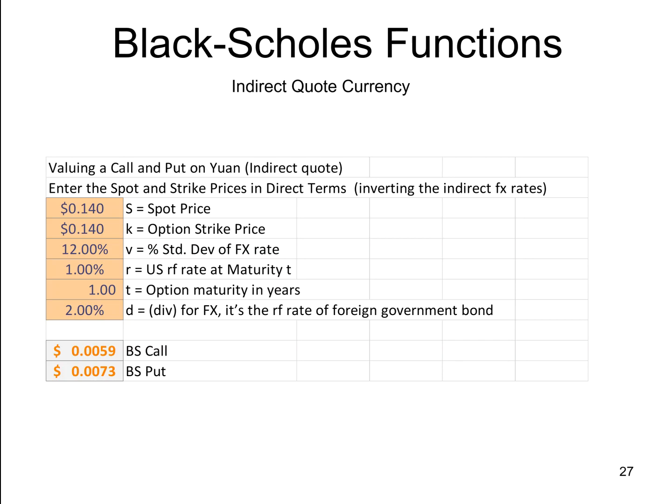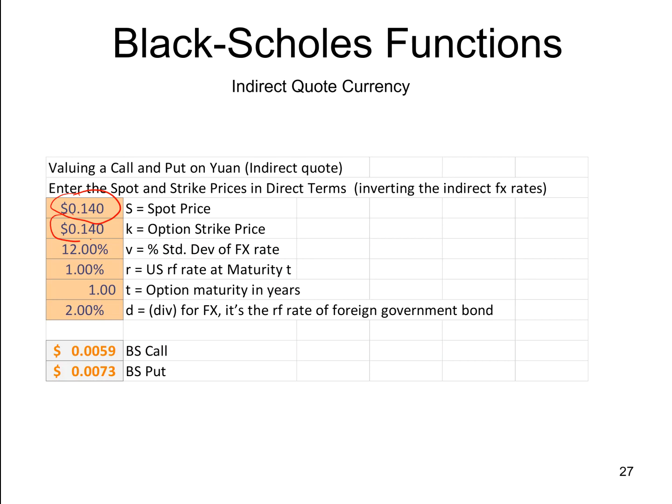So what I need to do is make sure that I input all the parameters in direct terms, even though it's an indirect quote. Whatever the spot price of the currency is, for the yuan it's going to be an indirect quote. I need to convert it to dollars. So that's roughly 14 cents, which is roughly about 7 yuan per dollar. However, when you plug it into Black-Scholes, just make sure you put it in dollar terms. So invert whatever the indirect quote is.